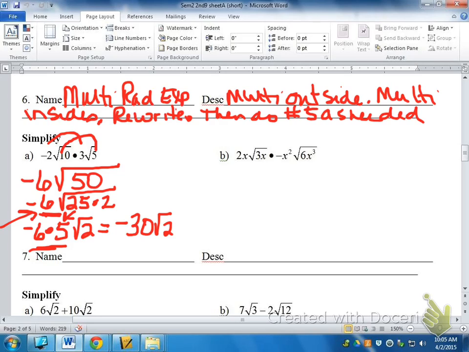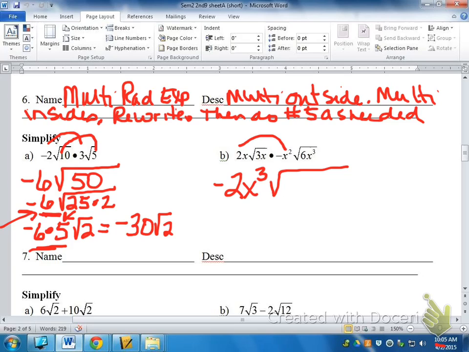Okay, anybody else? All right, so B, a lot more complicated. It's got 2x radical 3x times negative x squared radical 6x cubed. So I've got to take 2x times negative x squared. Okay, well, 2 times a negative 1 would be negative 2. What's x times x squared? X cubed. That's multiplying the outsides together.